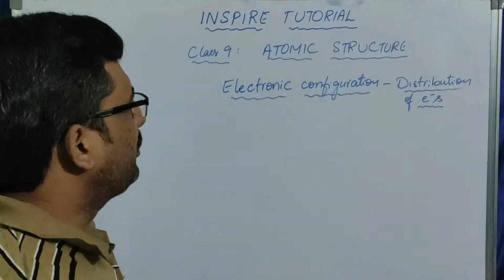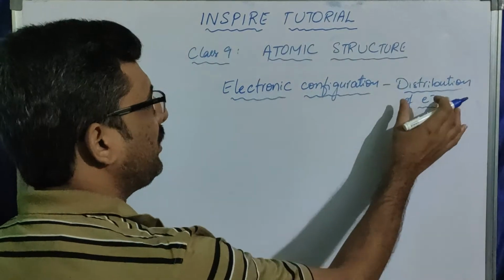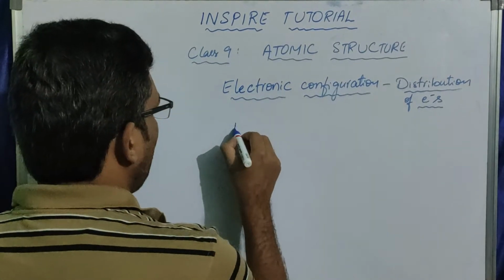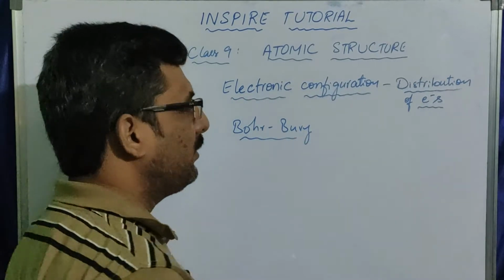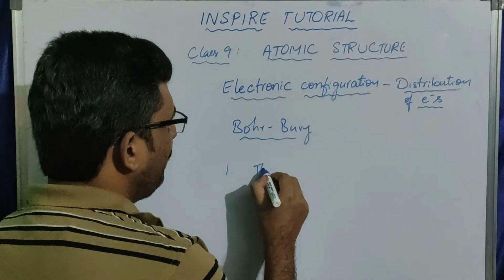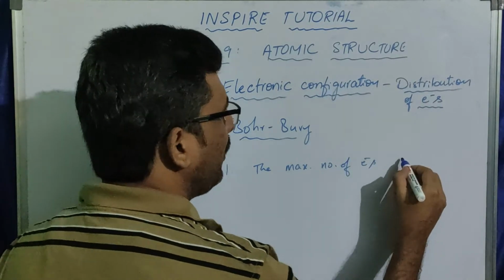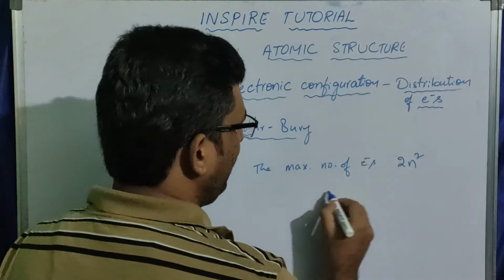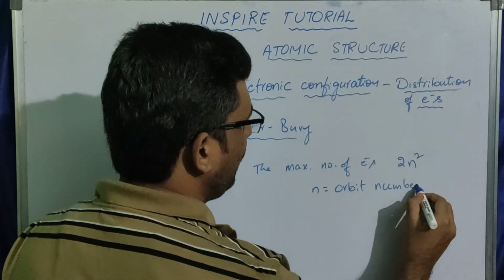Let us see how the electrons are distributed into the shells or orbits in an atom. The distribution of electrons in the shells or orbits is called electronic configuration. Bohr and Bury explained how to fill the electrons into the shells. The first rule is the maximum number of electrons. The maximum number of electrons in a shell is given by the formula 2n square, where n is the orbit number, or shell number.